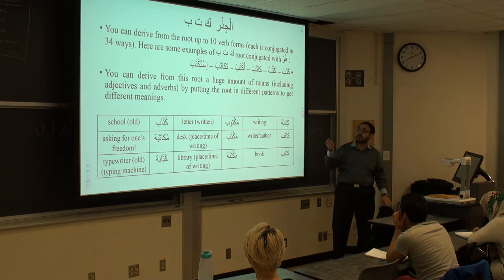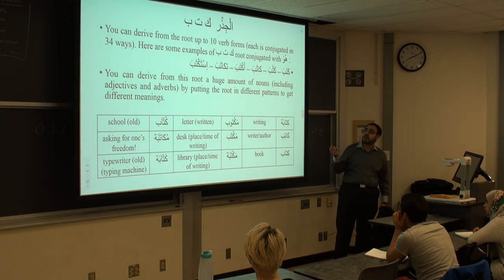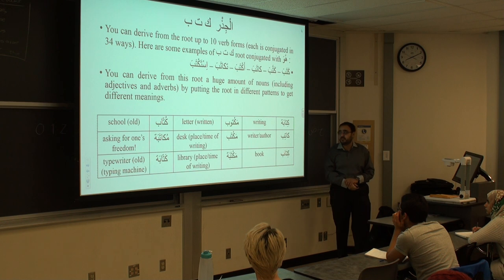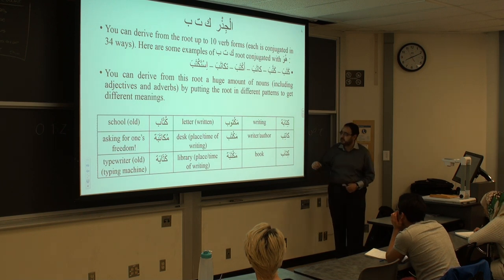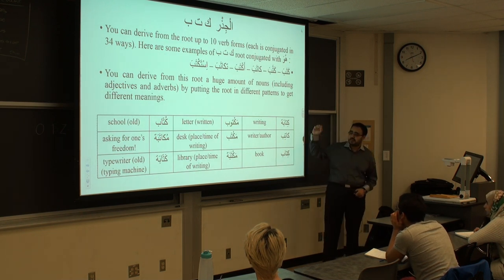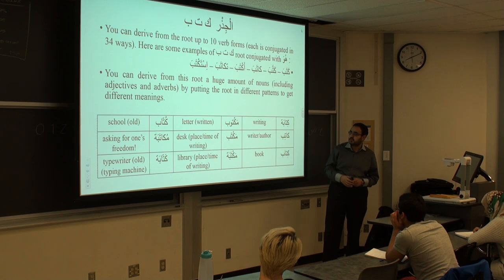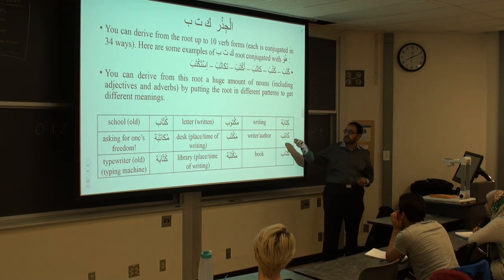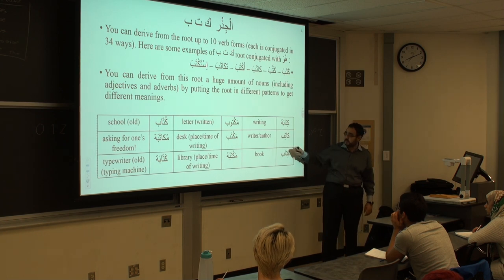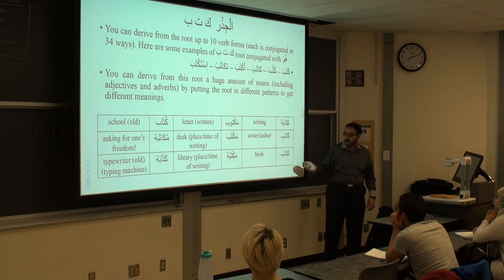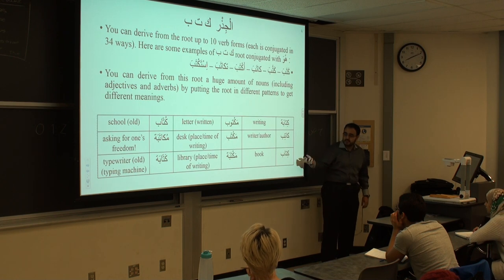From the same root, kaf, ta, ba, you can derive a huge amount of nouns, including adjectives and adverbs, which are under the general umbrella of nouns, by putting the root in different patterns to get different meanings. So, among these words, for instance, Katie, can you start reading the first one? Kitaba. This refers to writing, it's the verbal noun. Katib, that's writer or author. Kitab, book.